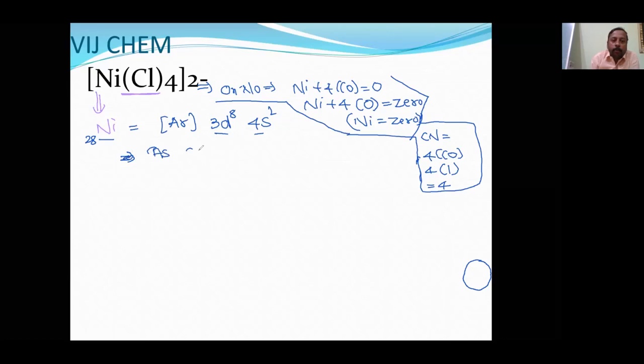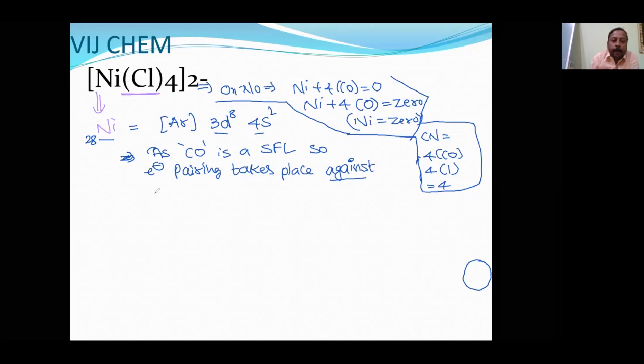As carbon monoxide is a strong field ligand, you will write the full form: strong field ligand, so electron pairing takes place against Hund's rule. Write this same sentence, because the person who corrects your paper will check for these words. What does that mean? That I am going to tell you now. Here is 3d8 and 4s2.